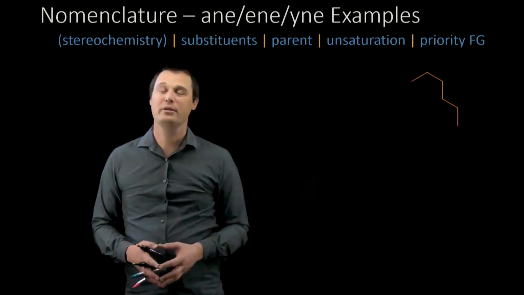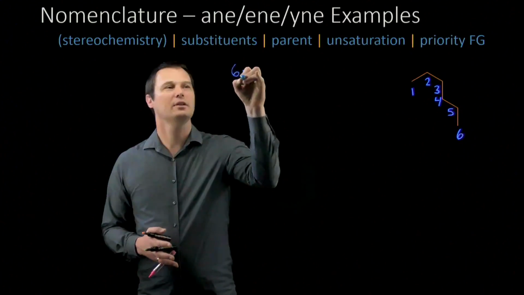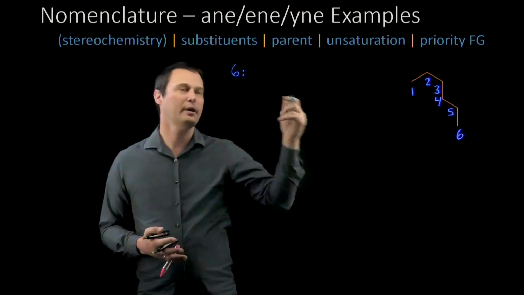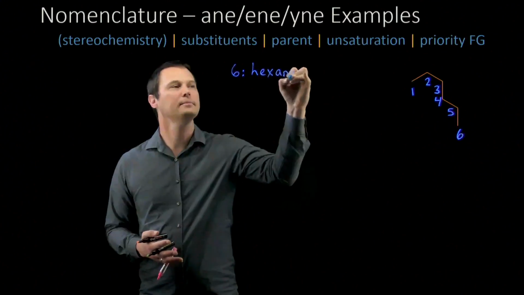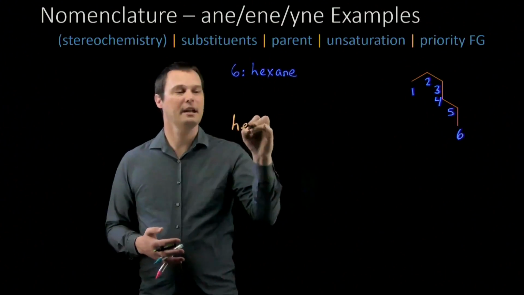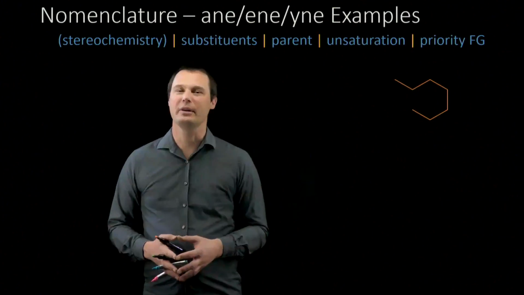Here's the next example. Can you find its IUPAC name? This molecule has 6 carbons in its longest consecutive chain. Again, it doesn't matter that they're not in the horizontal zigzag backbone. The 6-carbon hydrocarbon is hexane. And without any other decoration, that is the name of this molecule. This molecule is hexane.